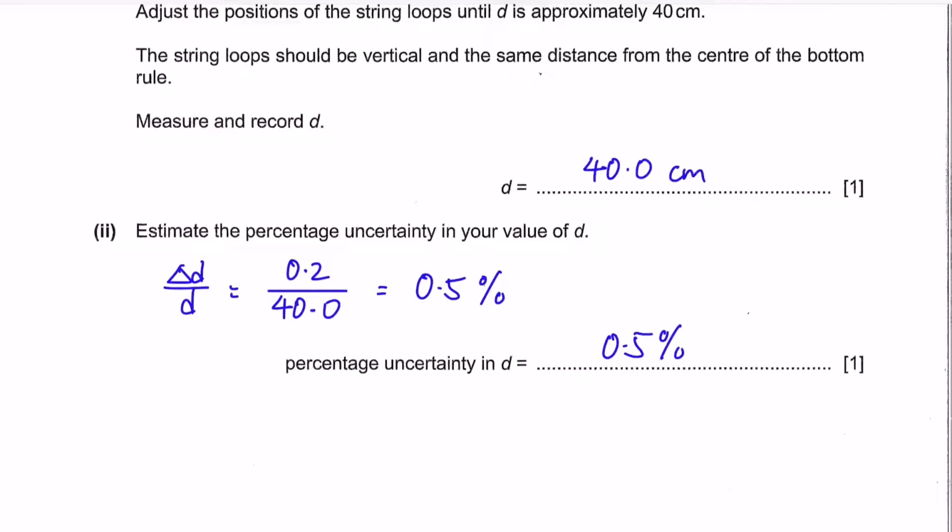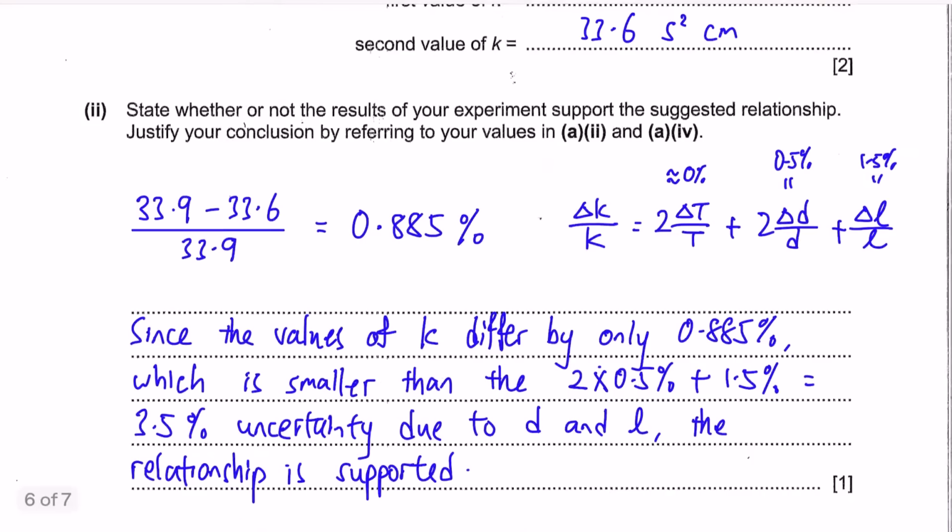I cannot guarantee that Cambridge is not going to throw a curveball at you. So you decide for yourself. But whatever you decide on, make sure you write it to 1 SF and make sure it's more than the resolution of the instrument. So after that, based on the experimental uncertainties, you decide whether the actual difference in the values of K falls within the range of experimental uncertainties, and from there you conclude whether the relationship is valid or not.